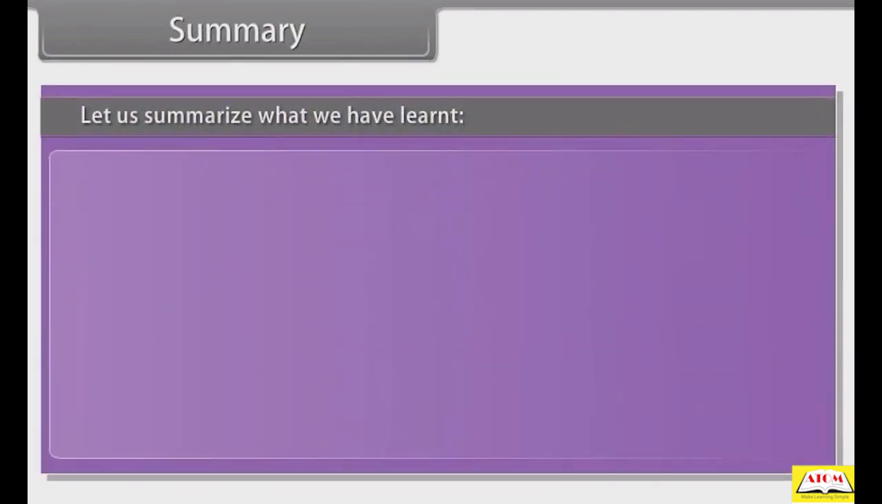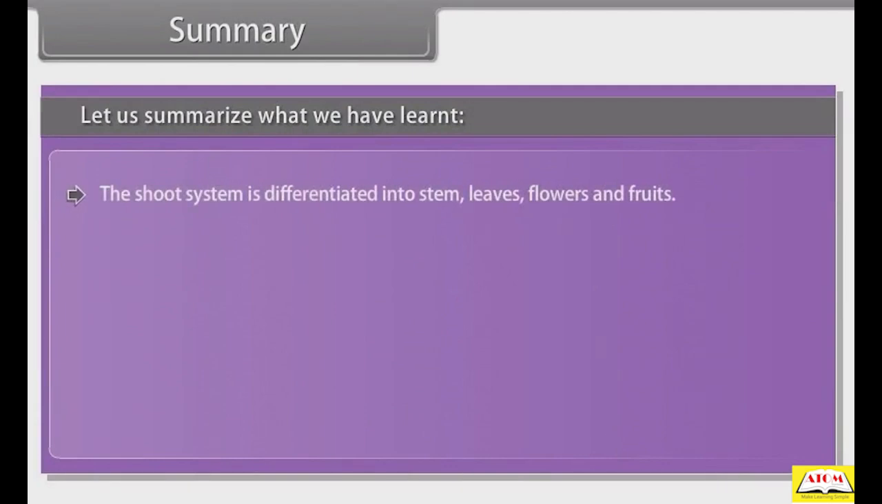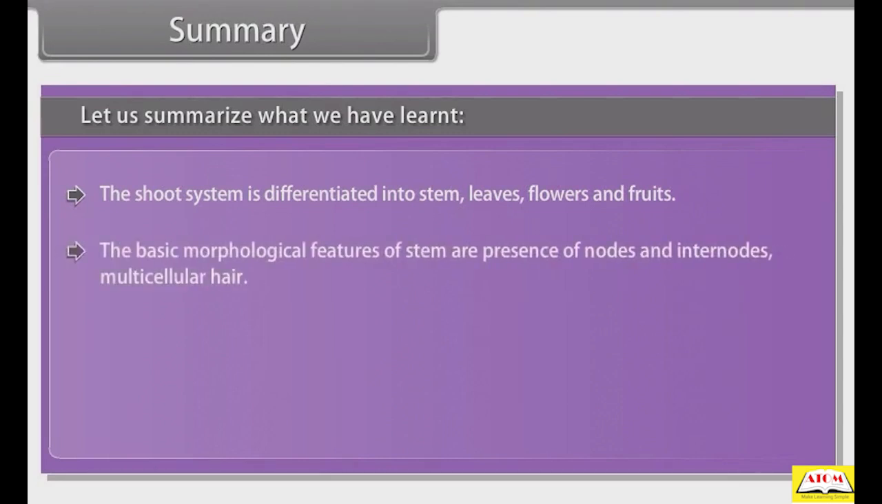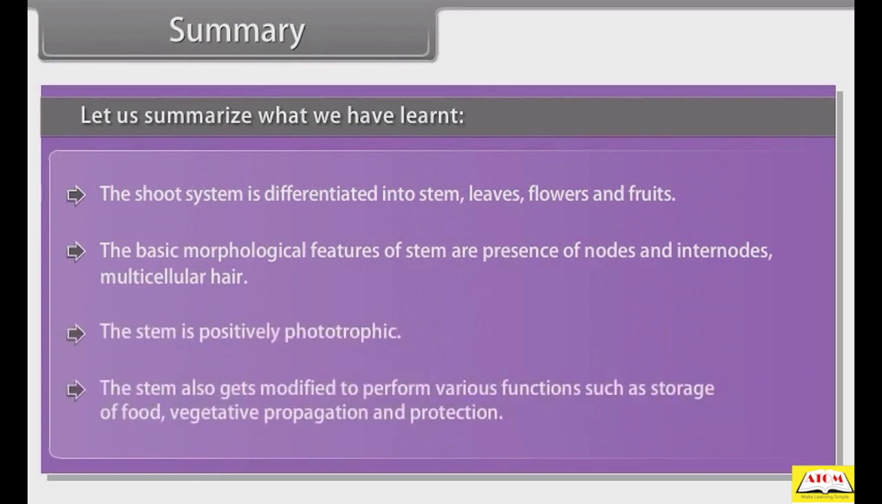Summary. Let us summarize what we have learned. The shoot system is differentiated into stem, leaves, flowers, and fruits. The basic morphological features of stem are the presence of nodes and internodes, and multicellular hair. The stem is positively phototropic. The stem also gets modified to perform various functions such as storage of food, vegetative propagation, and protection.